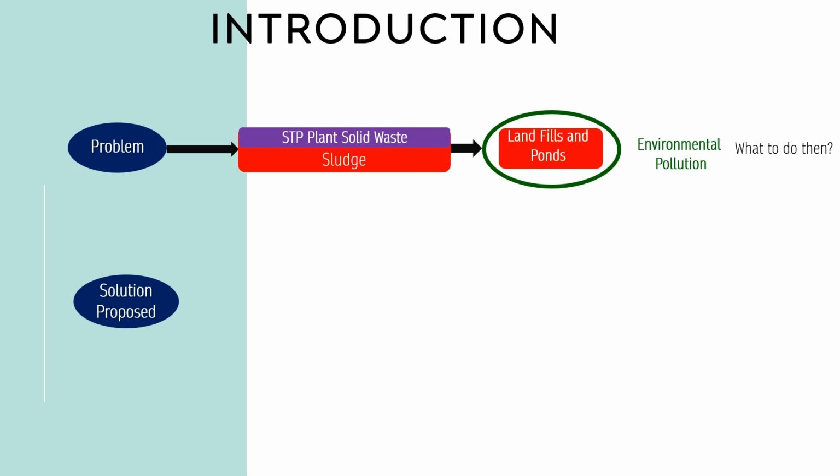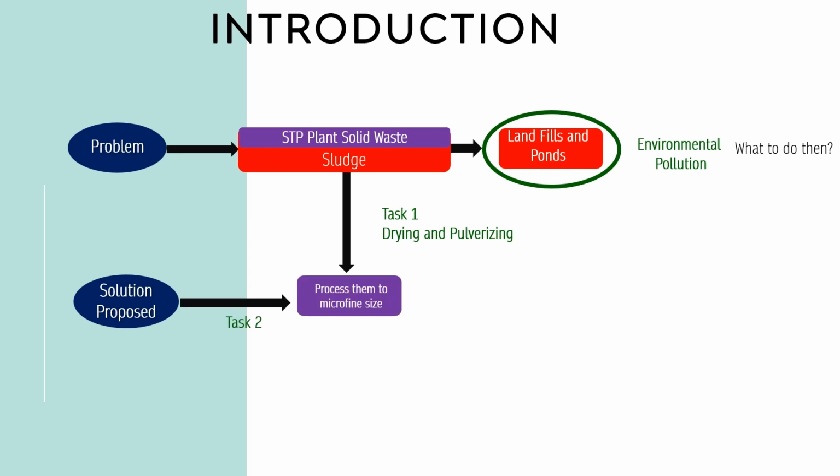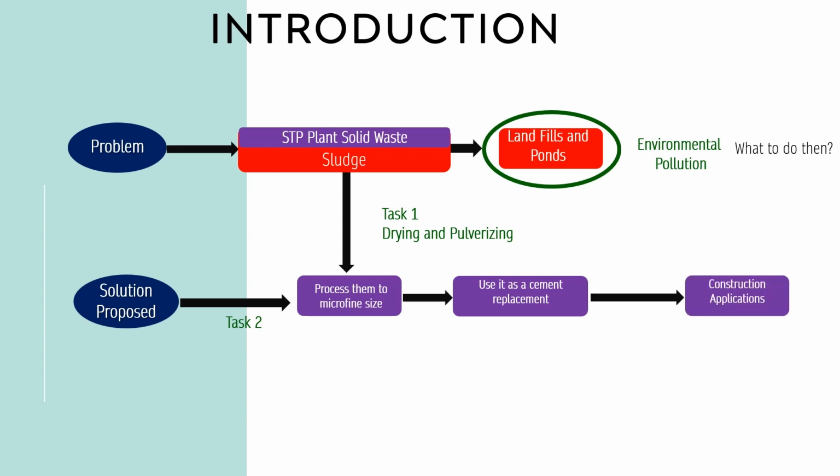So the solution that we have proposed is, first of all, we will be taking this sewage sludge and we will try and pulverize it and process the sewage sludge to the microfine size, and we will use that sewage sludge as a cement replacement, and we will be utilizing it in various construction applications.